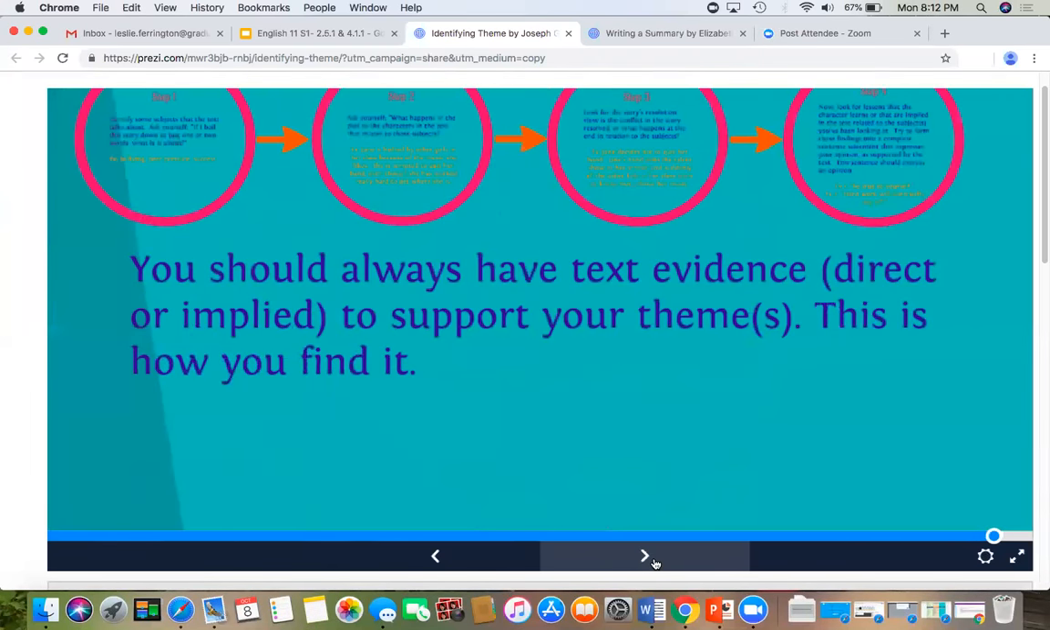You should always have textual evidence, direct or implied. So direct meaning that there are words from the text. Implied means that it's an underlying message that supports your theme or themes.